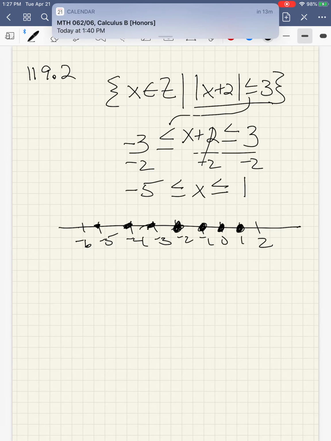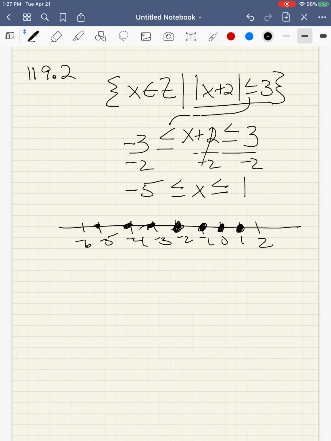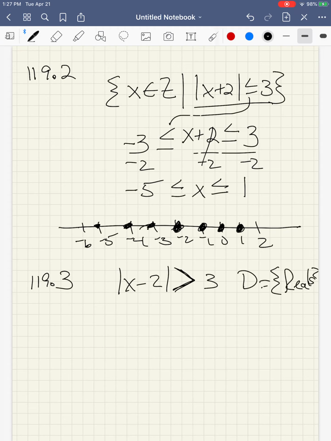All right, those were both conjunctions. The next one is going to be a disjunction, and I know that because of this symbol right here, greater than 3. This has a domain of real, so we're good to have open or closed dots and arrows. And you notice this one is not in set builder notation. It's the old notation. So you need to be comfortable working with both notations, the old one and set builder notation.